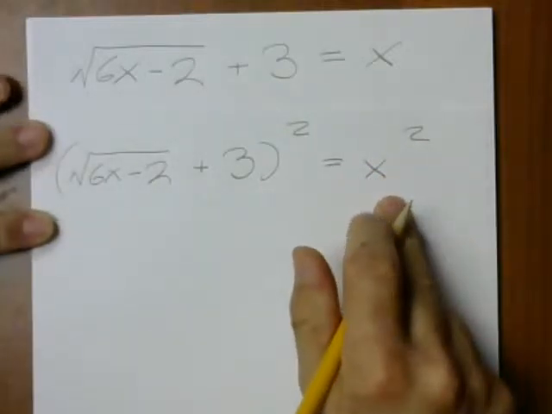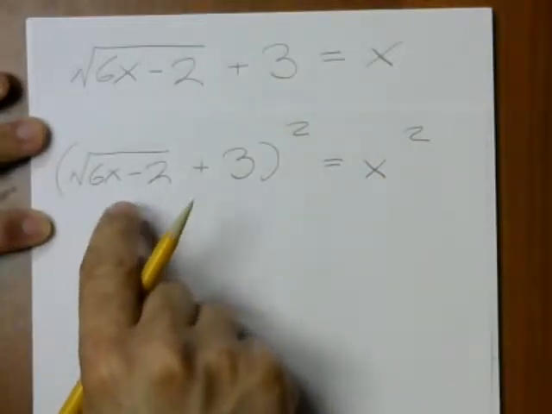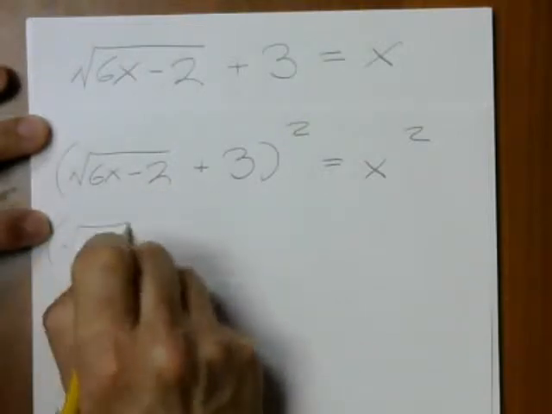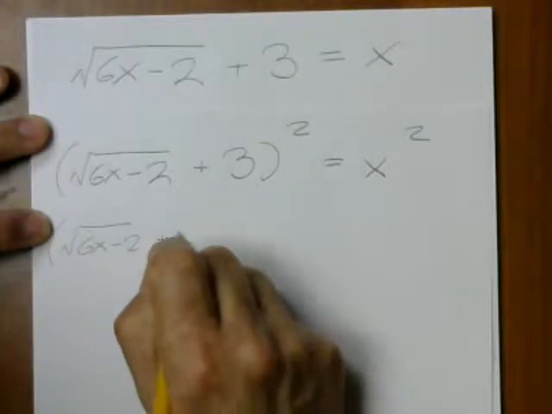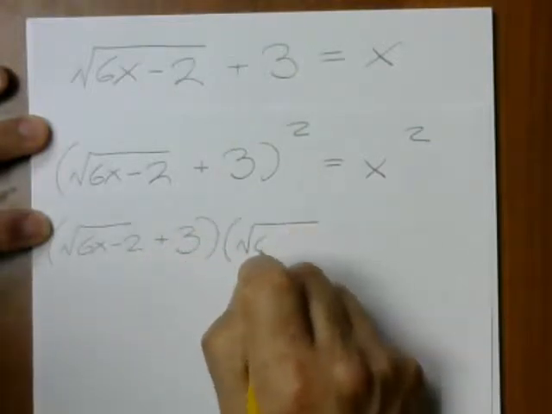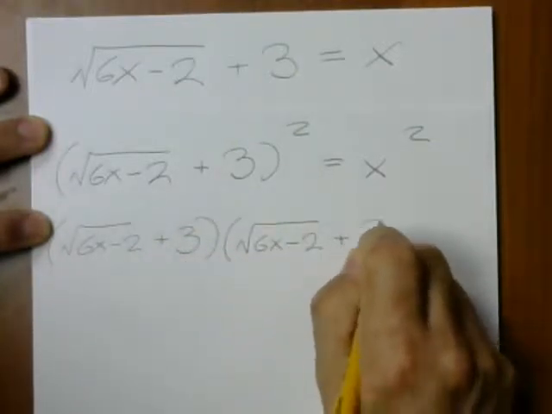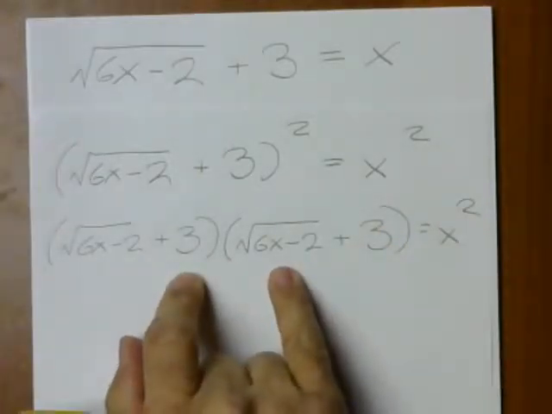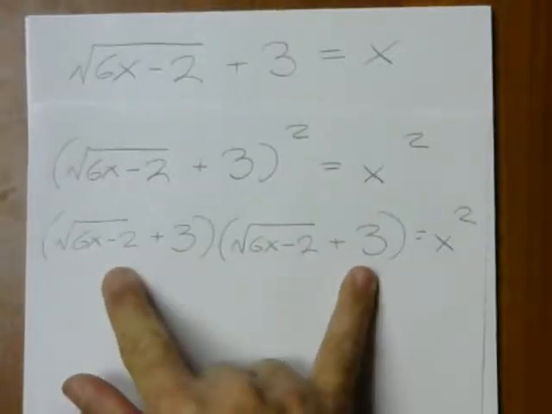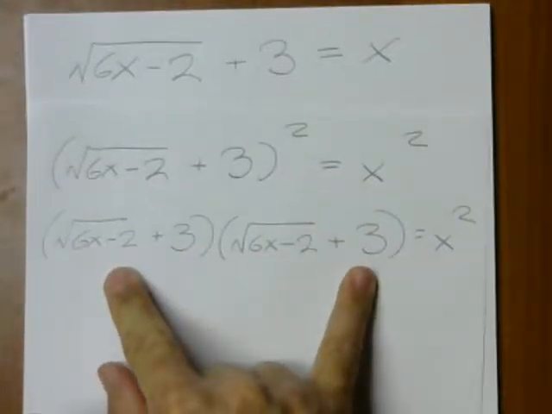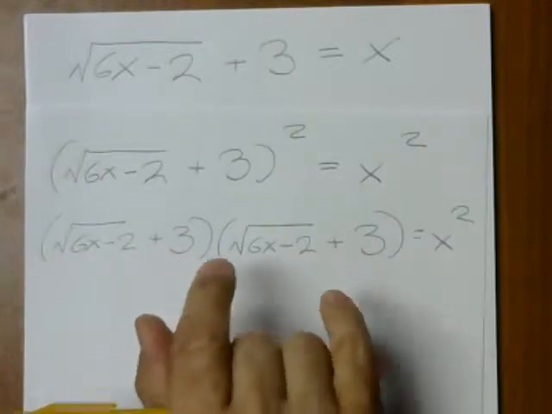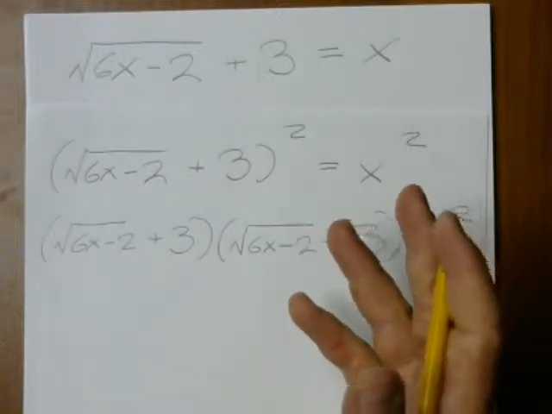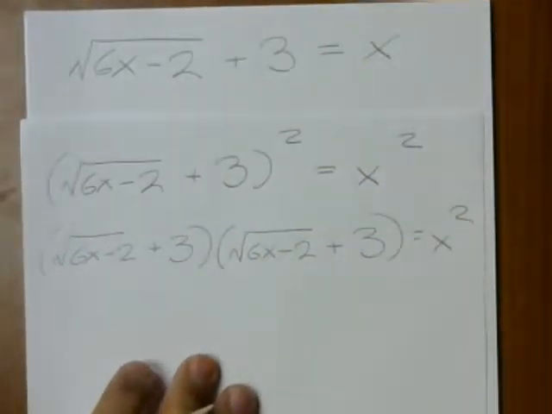The right-hand side is fine. And when I take the two first terms, the root 6x minus 2 times root 6x minus 2, that's going to be fine. But I'm also going to have this 3 times root 6x minus 2 and another 3 times root 6x minus 2. So that's going to give me 6 times root 6x minus 2, and I haven't gotten rid of the radical at all. So we don't want to do that.